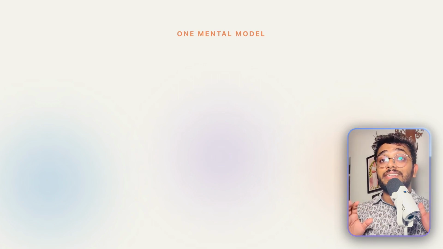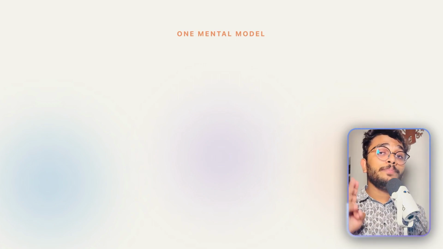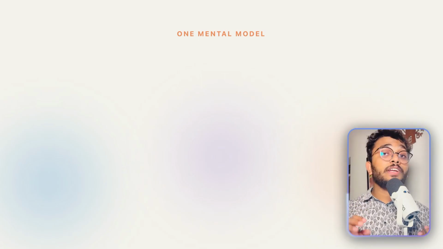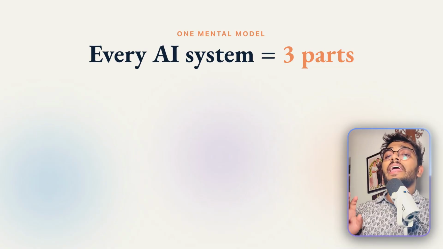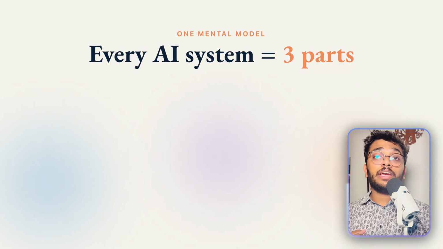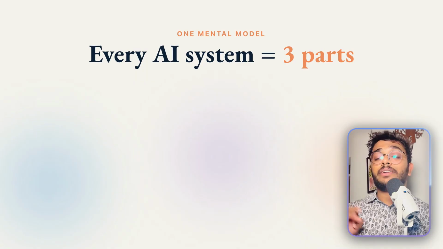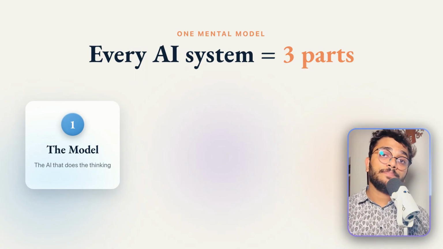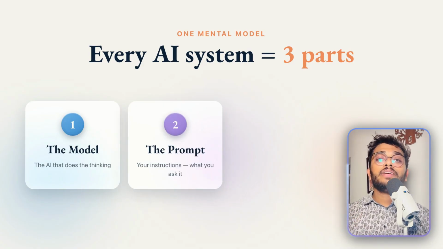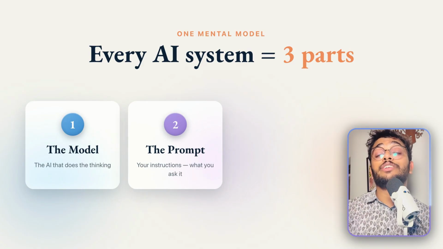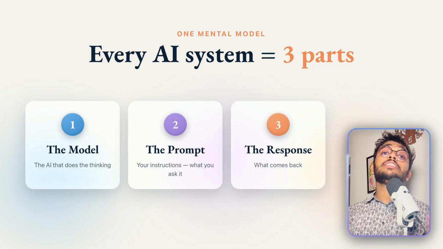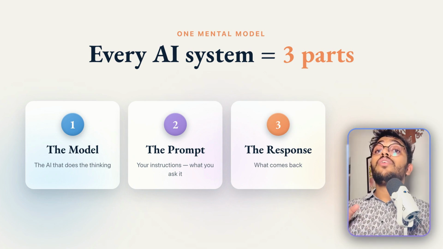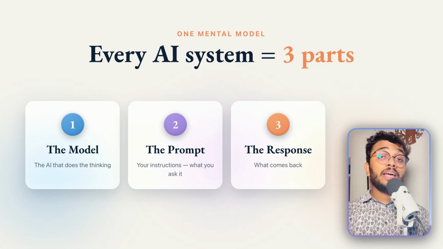But before we touch any code, I want to give you one mental model. Because once this clicks, everything else in this video becomes easy. Every AI system, including ChatGPT, Google Gemini, whatever you've used, has 3 parts. The first one is the model. That's the AI that does the actual thinking. The second one is the prompt. That's your instructions, what you are asking it to do. And the third is the response. That's what comes back. That's it. At the backend level, that's all AI is. A model, a prompt, and a response.